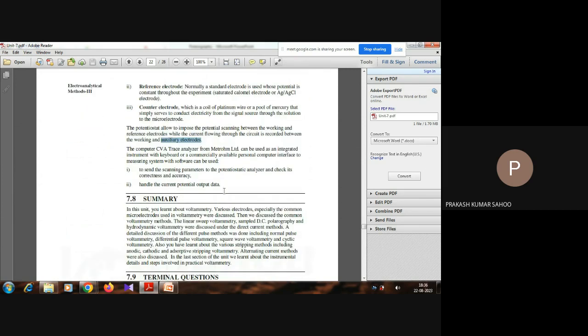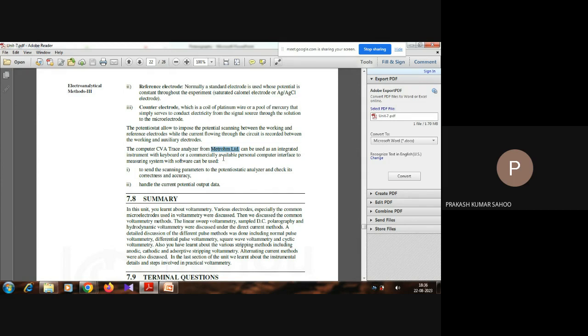The computer here is the cyclic voltammetry trace analyzer from Metrohm Limited. This is the first company, and it can be used as an integrated instrument with a keyboard or a commercially available personal computer interface to measure the system, with software that can be used.